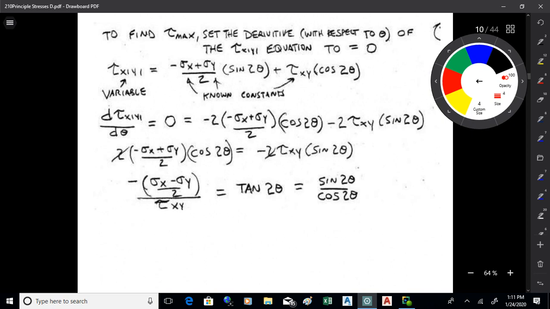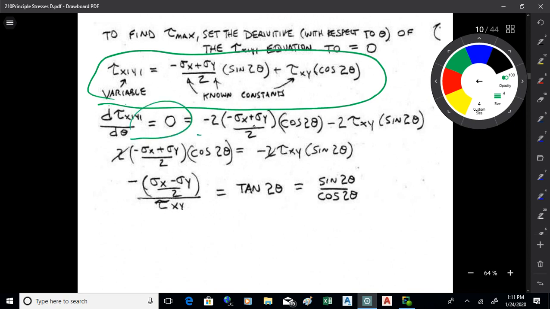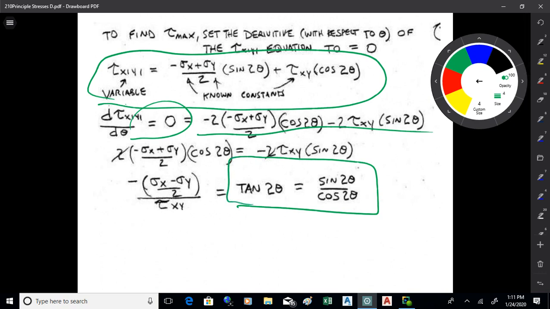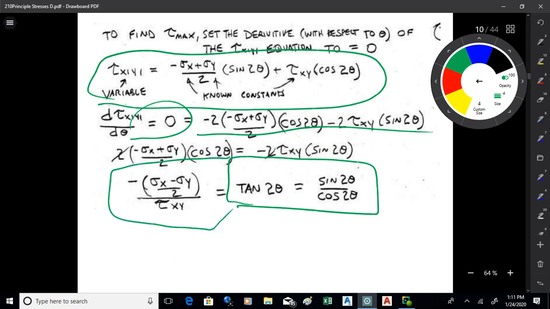All right, now we can do the same thing again to find tau max. We can take the general shear formula, take the derivative with respect to theta, set it equal to 0, and sort it out. And what we're going to get is this equation for the angle at which the in-plane maximum shear stress acts. So tangent of 2 theta will be negative sigma x minus sigma y over 2 divided by tau xy.